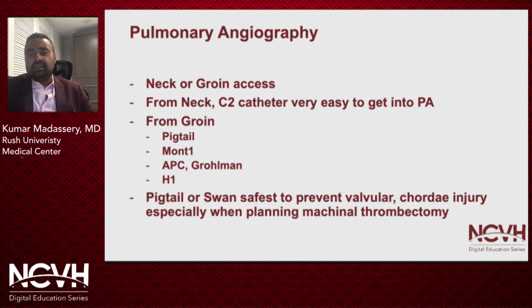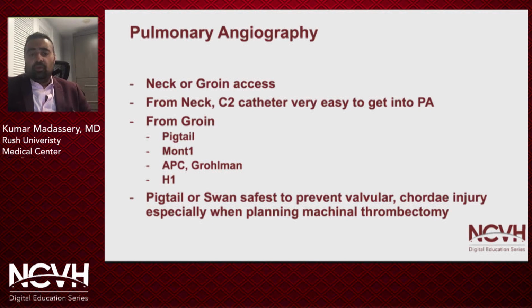From the neck, it's usually pretty straightforward to go with a reverse curve. Usually a Cobra catheter gets you right into the pulmonary outflow. From the groin, there are a lot of different options. There used to be the Mont 1, which is a great catheter. It's basically an angled pigtail type catheter. A pigtail itself can be used, assisted by using a bent back end of a regular guide wire just inside the pigtail to help angle it to get into the outflow.